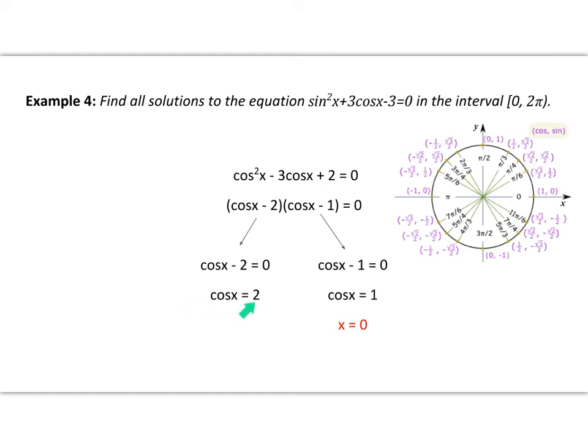So we know we don't have anything from this, and that's okay. It might come up from time to time. But we do also know that cosine of x can equal 1, and we know that that happens over here at 0. That's where our x coordinate is 1, and that's our only solution.